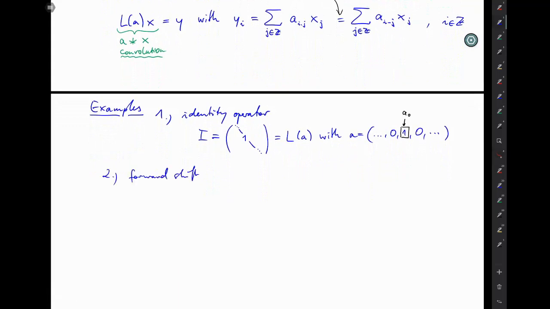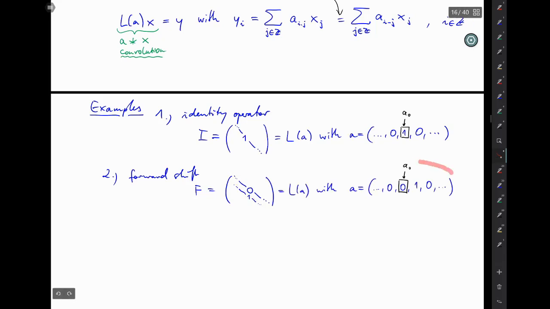Second example, the forward shift, let's denote it by F. And we saw it many times before, the corresponding matrix has zeros on the main diagonal and ones just below the main diagonal. And this is the operator of convolution by this sequence. So also this sequence just has one entry equal to 1, and that corresponds to the first sub-diagonal. So it's sitting at position 1.